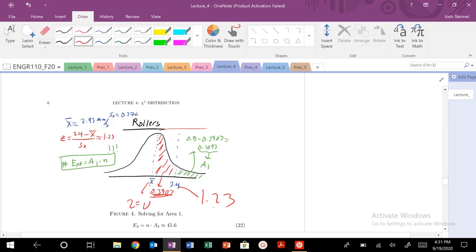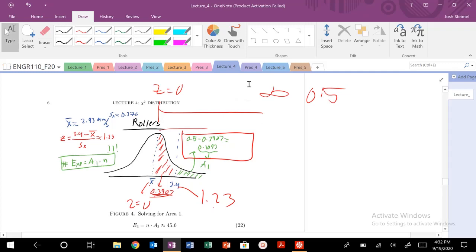I'm looking for the number of samples greater than 3.4. I know the area of this curve from z equals 0 to z equals infinity is 0.5. So if I want everything greater than 3.4, it's going to be 0.5 minus 0.3907, and that will give me that area. And then to get my number of expected samples, I just multiply by n. So then that is going to be 138.